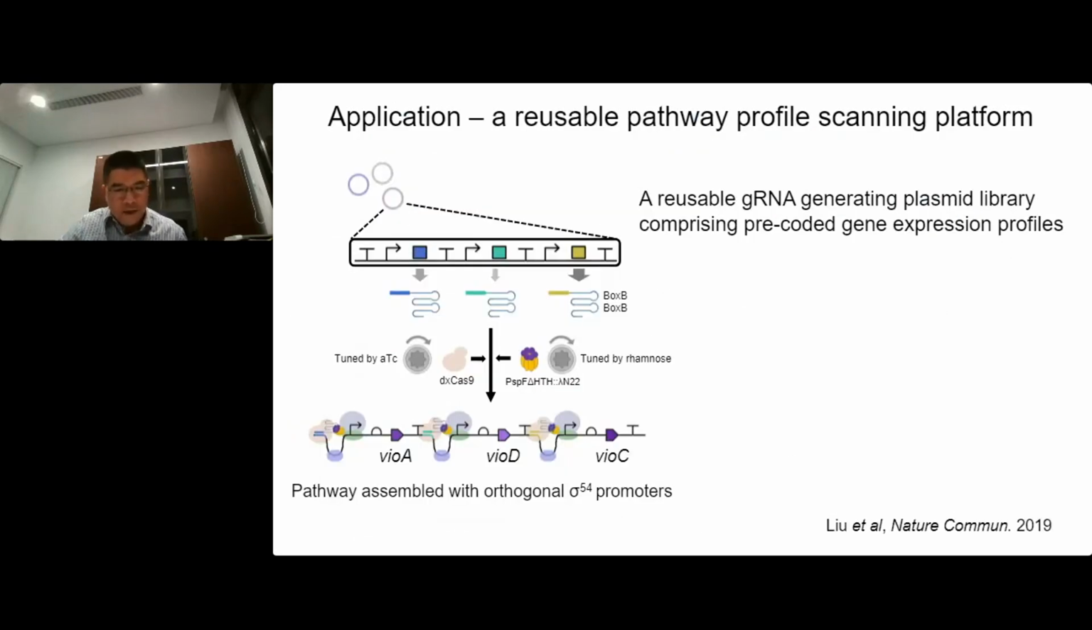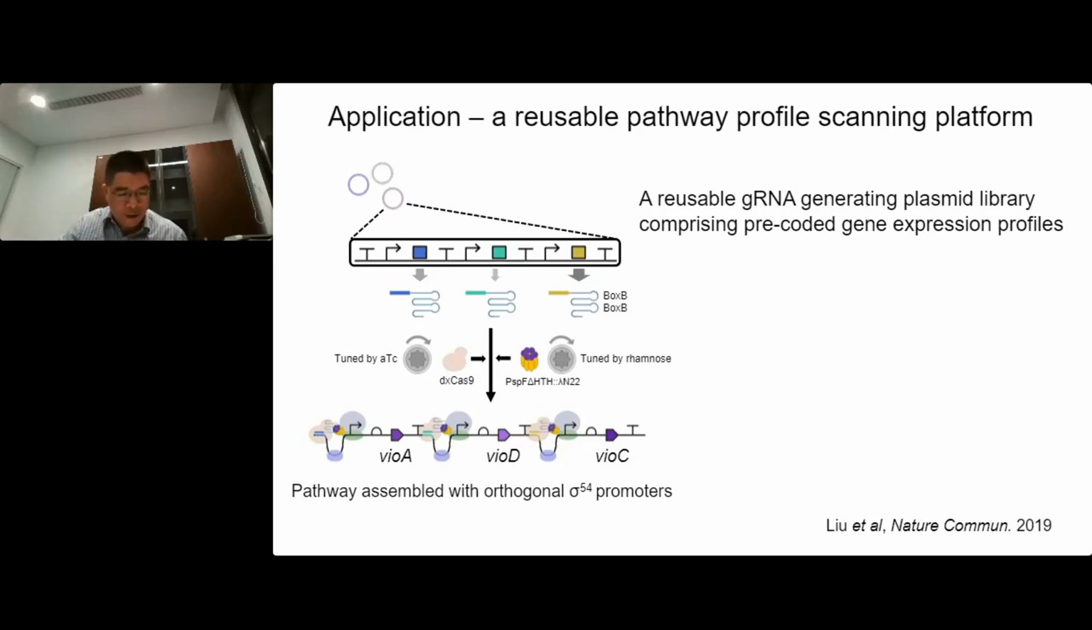In the next two slides, I will demonstrate the application of this CRISPR tool as a reusable profile scanning platform for metabolic pathways. Our system comprises two parts. The first is a reusable CRISPR guide RNA generating plasmid library comprising pre-coded gene expression profiles. The dCas9 and activator proteins are also reusable, and the expression levels can be tuned with external inducers to control a pathway's global expression strength.